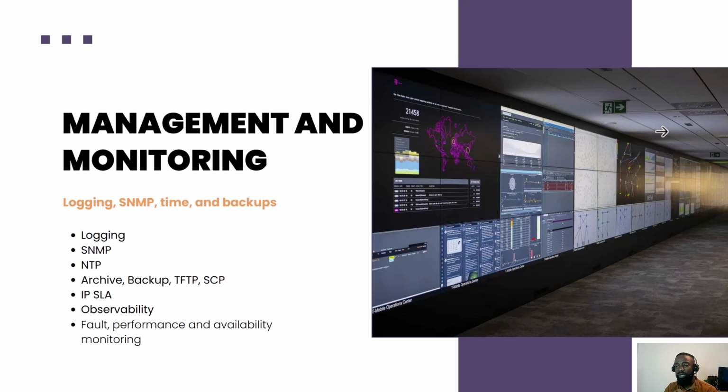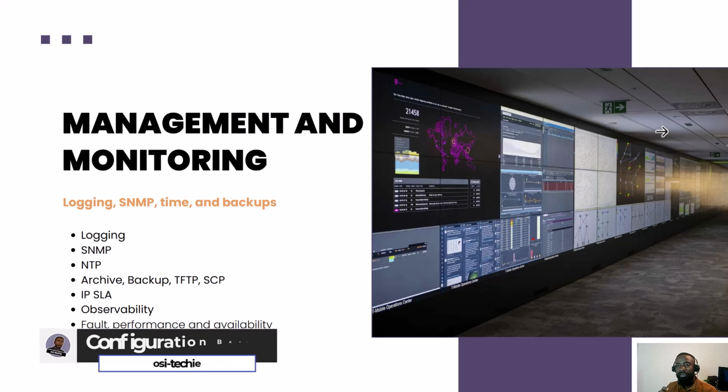Another one is Network Time Protocol, to ensure that time within your devices is synchronized, irrespective of where these devices are. You might have multiple branches and locations. You have to ensure that your devices are synchronized and that they have the same clock or time, right? Another one is archiving, backups, TFTP, SCP. You have to ensure that for IOS configurations and things like this, you understand the concept of how to back them up and how to ensure that you can recover these backups as and when needed.